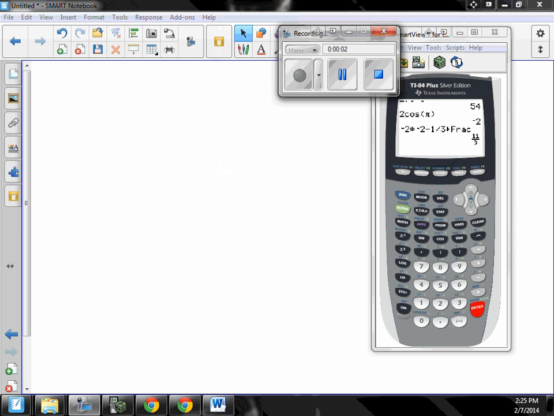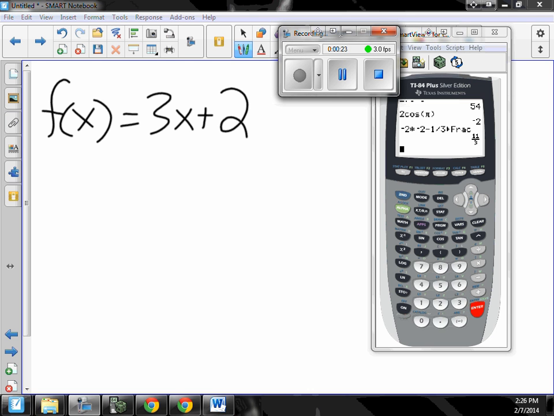Yesterday, we looked at adding, subtracting, multiplying, and dividing functions. So let's look at a particular set of functions. And again, you don't really need to write this down. This is just kind of information before we get to the lesson. So f of x equals 3x plus 2, and then g of x equals, hang on, that's not right. Let's do x minus 5.